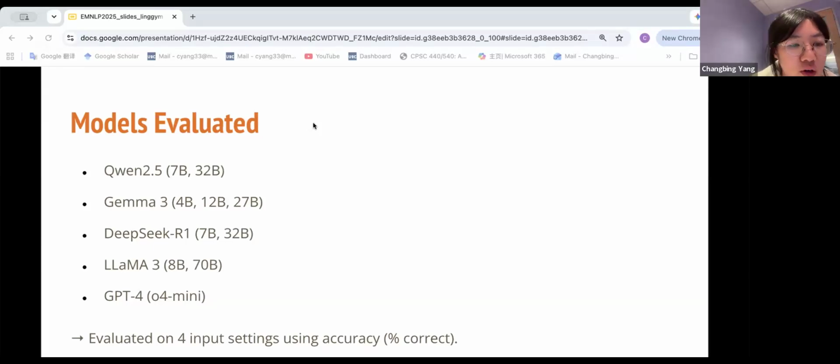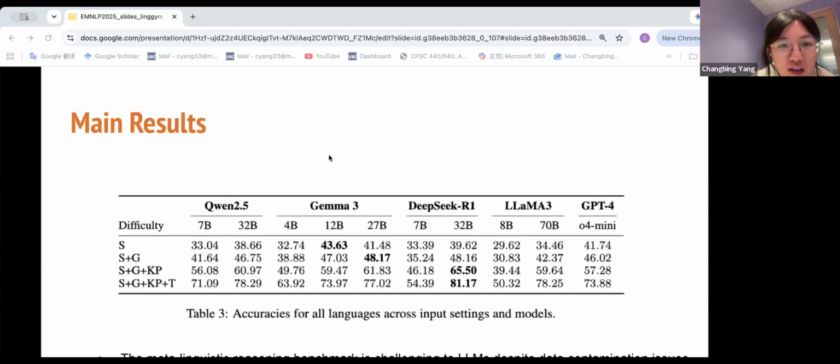Yeah, some of the models may look a little bit out of date nowadays, because this paper was conducted a year ago. And we use accuracy to calculate the model performance. And here are our results.